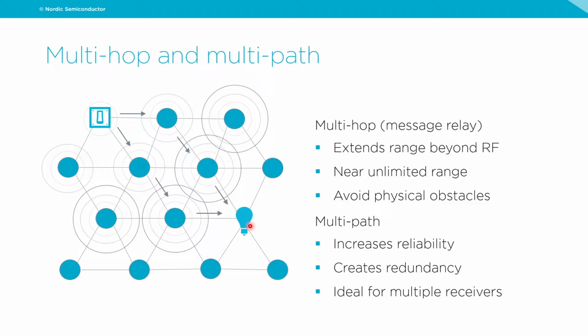Also note that I've drawn one light bulb, but if you look at the ceiling in your office, you see plenty of lights. So this flooding mechanism is really ideal for when you want to switch on or control a large number of lights, and you want to do that at the same time.